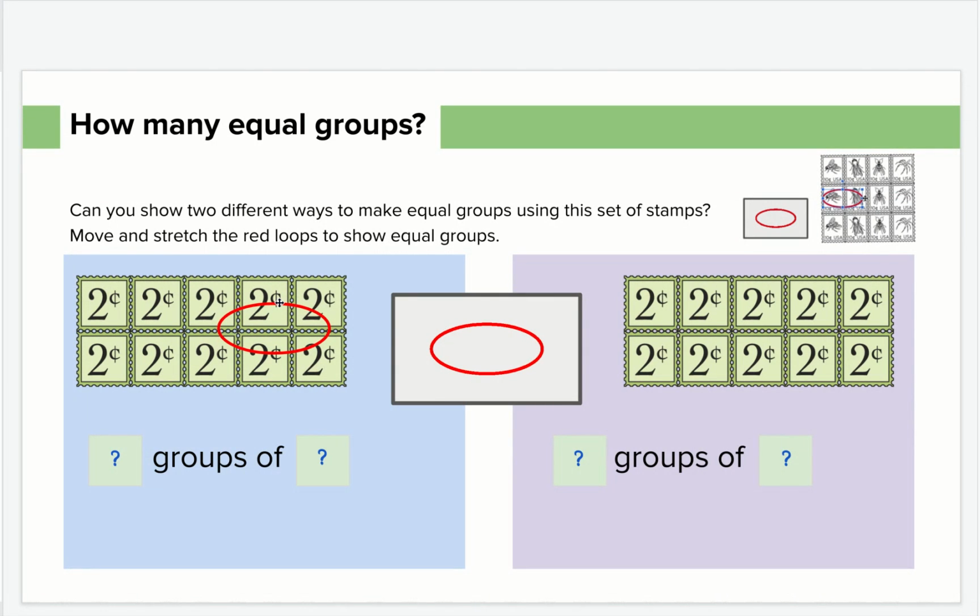So you can take this loop and you can spin it by taking hold. See how it has a little dot up here? You click on that, and then if you move it, it will make a circle. You can stretch it out a little bit. So see, now this one is kind of covering up these 2 stamps.